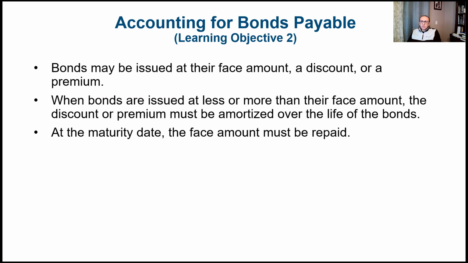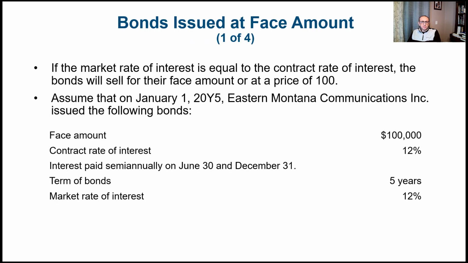So let's see the accounting side of this. Bonds may be issued at their face amount, a discount, or a premium, as we mentioned before. When bonds are issued at less or more than their face amount, the discount or premium must be amortized over the life of the bond. The term amortized is very similar to depreciation. It's like we split the value over the life of the bond. At the maturity date, the face amount must be repaid. Or in other words, the $1,000 has to be repaid.